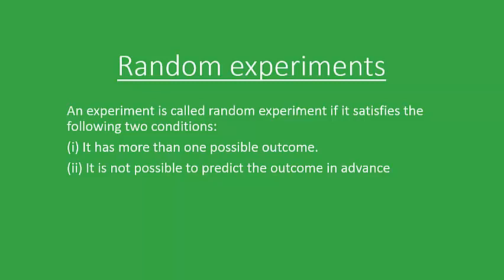So the first concept is that of random experiments. An experiment is called a random experiment if it satisfies certain conditions. That is, it has more than one possible outcome. It may be two or three or more than that, and it is not possible to predict the outcome in advance. It may be somewhat probable that a particular outcome may come, but it's not always certain that it may show up.